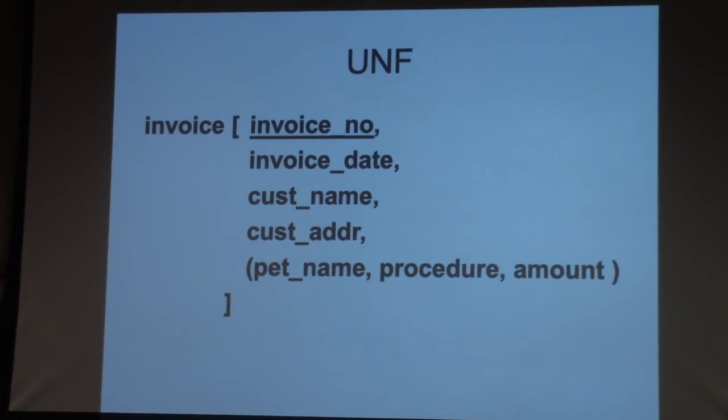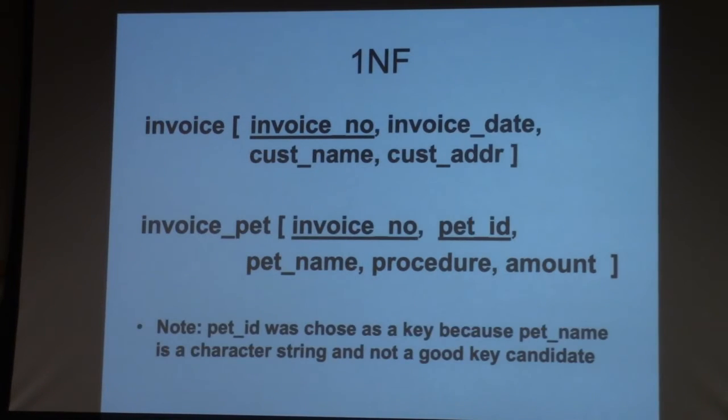Okay. So this is our unnormalized form. We don't consider anything else, just collecting the information. So check whether this is the first normal form or not. No, because of this one. It's multiple. So we need to address that. Like the invoice underscore pet, invoice pet will be separated.